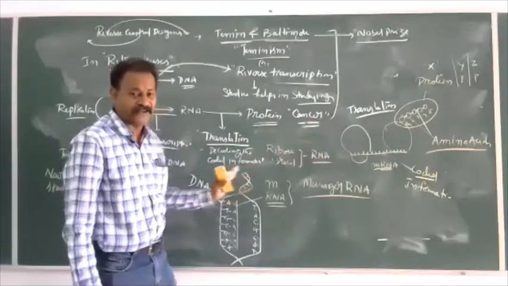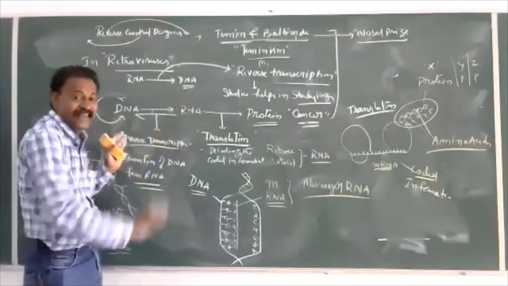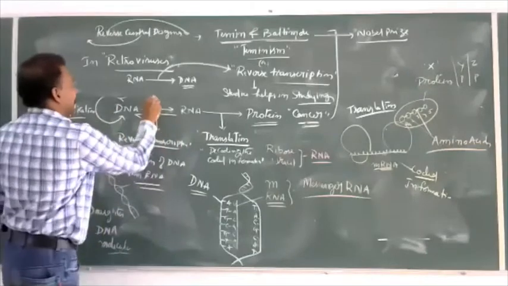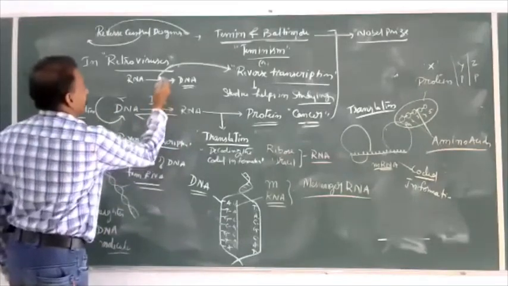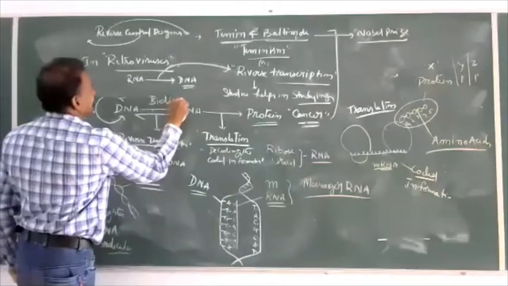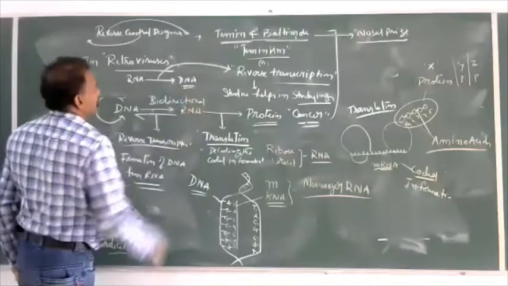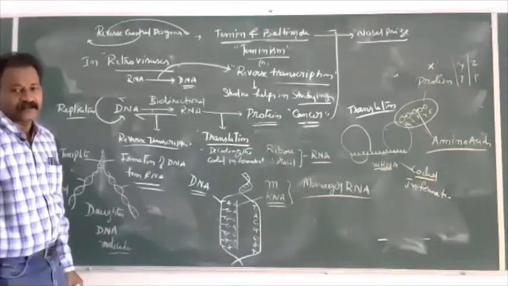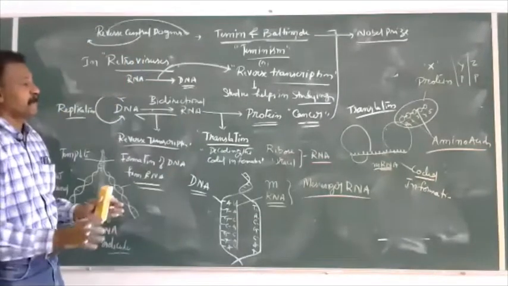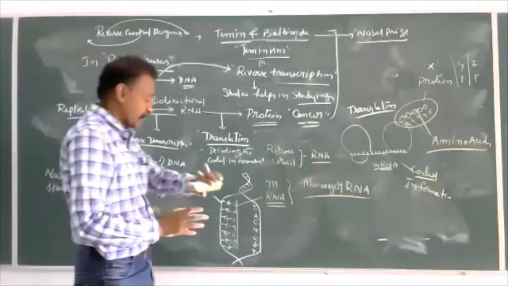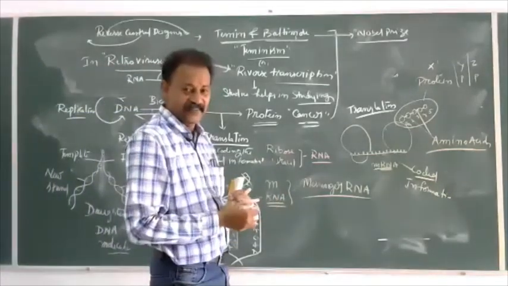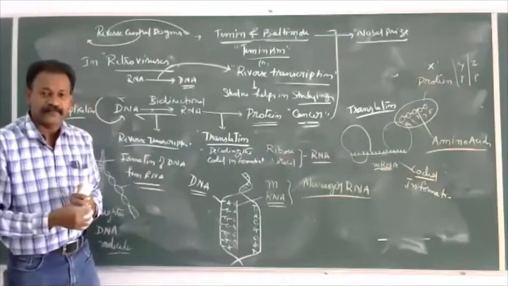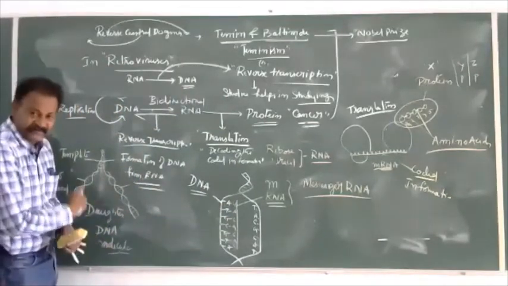So the flow of information is not always unidirectional, but the flow of information is bidirectional. Central dogma of molecular biology, central dogma, reverse. So with this, we are able to identify what is DNA replication.